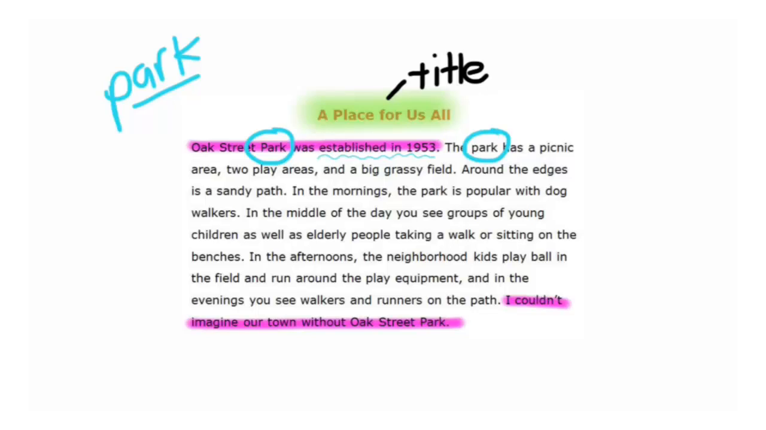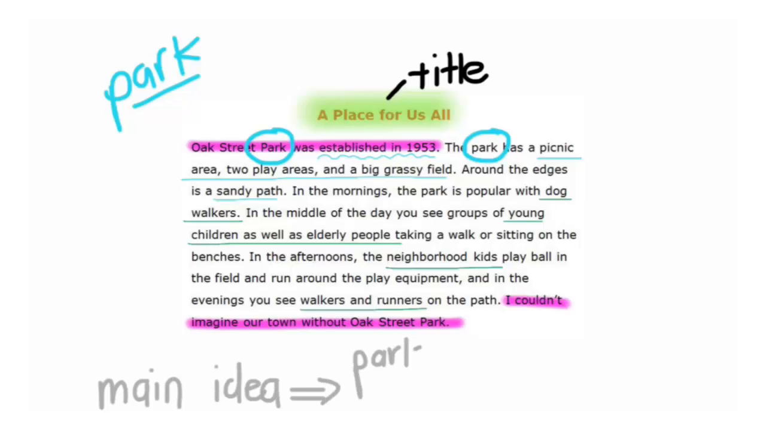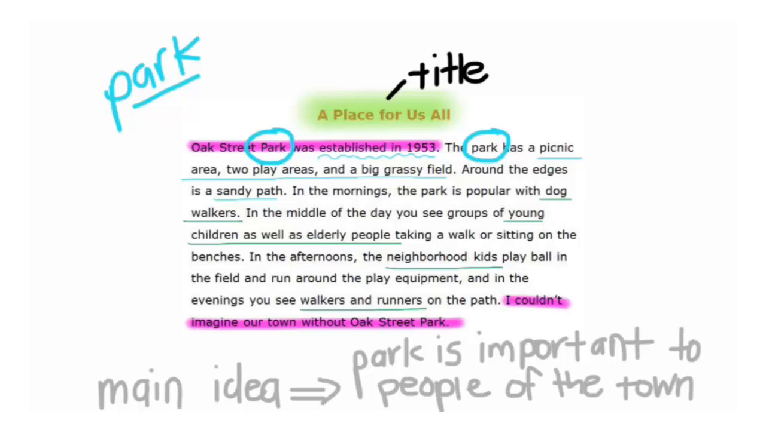The next sentence says it has many areas for people to be in. It talks about a picnic area, play areas, and a big field. And the next sentences give examples of the different kinds of people who use the park at different times of day. It says that the park is filled with people and it's popular with these people. In the last sentence, the author says he or she couldn't imagine the town without the park, so the park is important. The main idea is that Oak Street Park is important for the people of this town. That also goes together with the title, A Place for Us All.